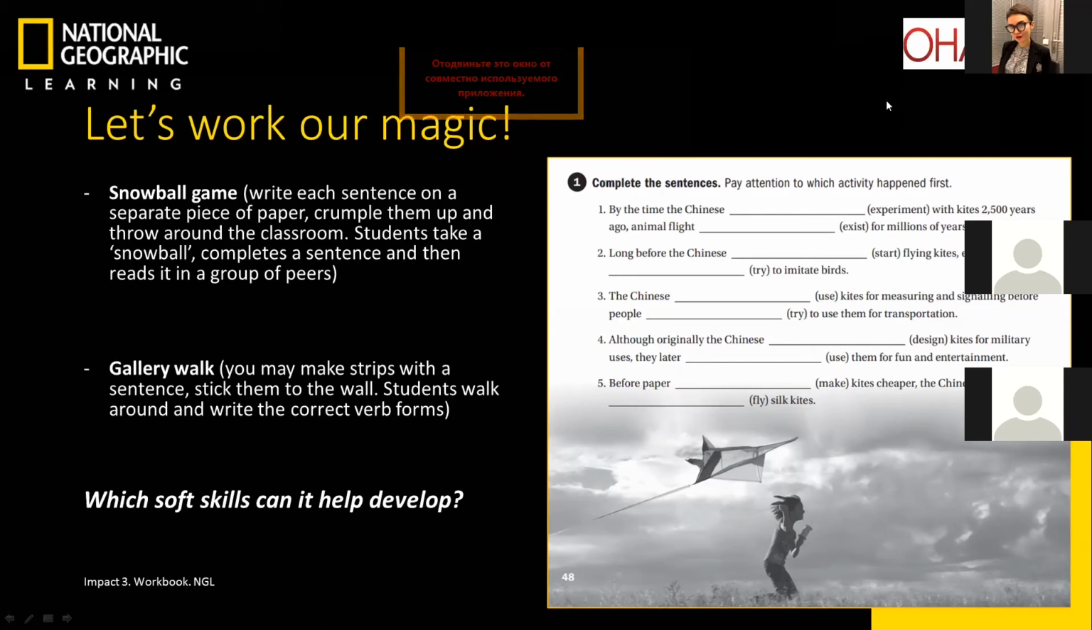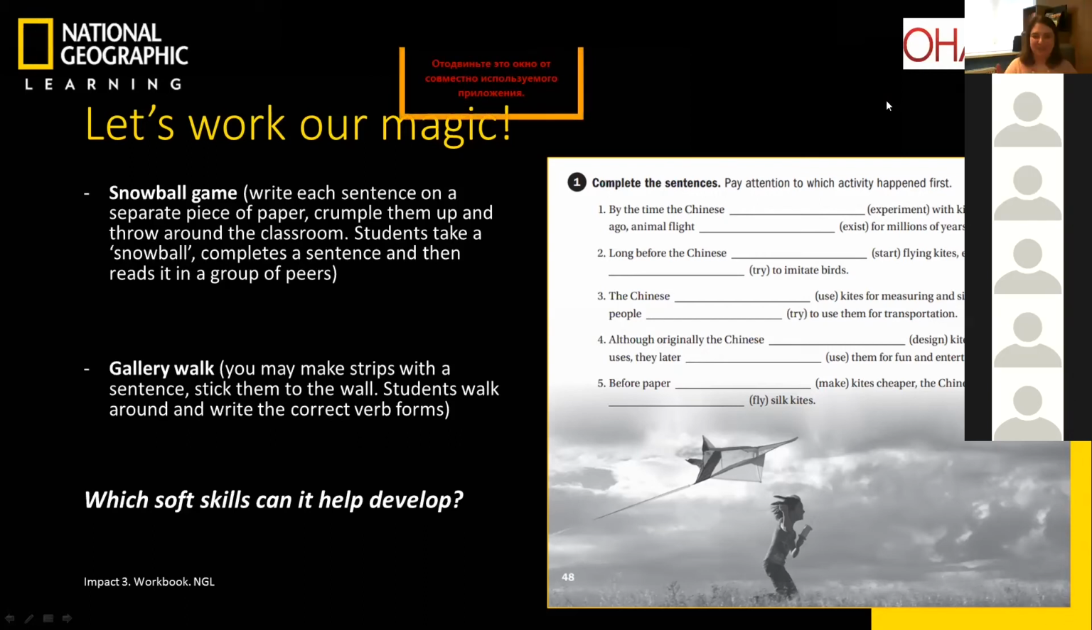What we can do is write each sentence on a separate piece of paper, then crumple them up and throw them around the classroom. Believe me, students love it. This is from Impact 3 for teenagers, the teenage book, and they will definitely enjoy it. Students may take a snowball and then complete a sentence.